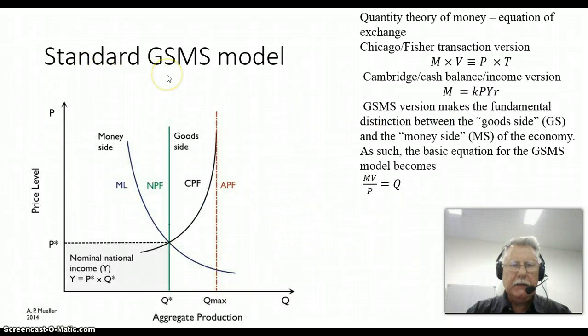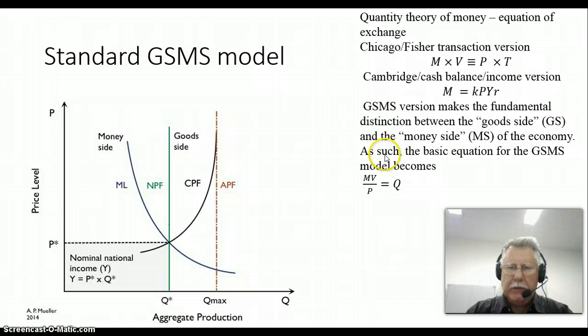This is the standard GSMS model, the good side, money side model. It is based on the quantity theory of money, the equation of exchange, here in its Chicago-Fisher transaction approach version, here the Cambridge cash balance income version, and here in the form that we use. And one can see the name: good side, money side.